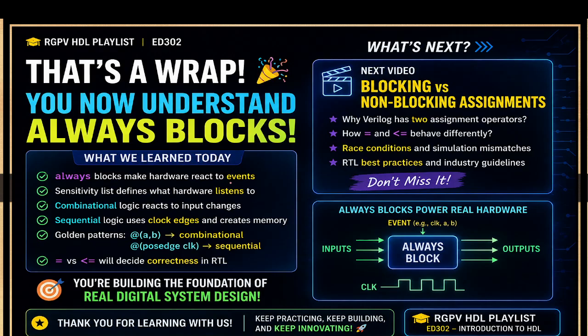This video is now towards its end. So, dear children, do remember why we have used the always block. What we have learned today: the always block in combinational logic, how to use it in sequential logic, and the two blocking versus non-blocking assignment operators. You are building the foundation of real digital system design.